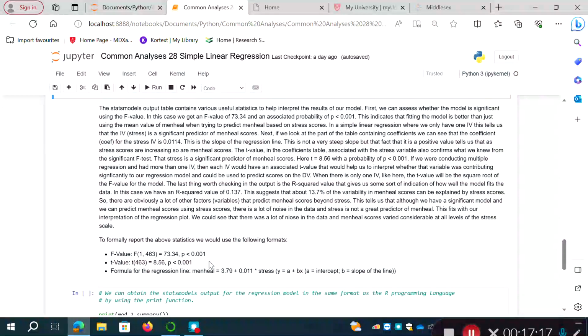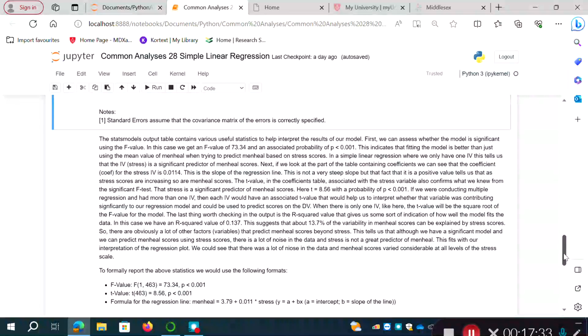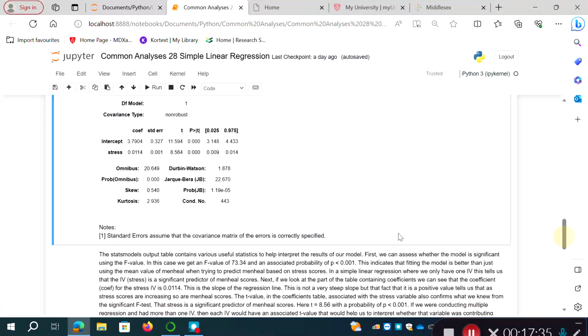less than 0.001. If we wanted to actually write out the regression equation from our model for the regression line, then that would be: mental health scores is equal to 3.79, that's our intercept. So let's look to see where that is. Essentially, if we look at the coefficients table and the coefficients column, we have our slope for stress, and it gives us the value of the intercept. So 3.79, that's where that came from.